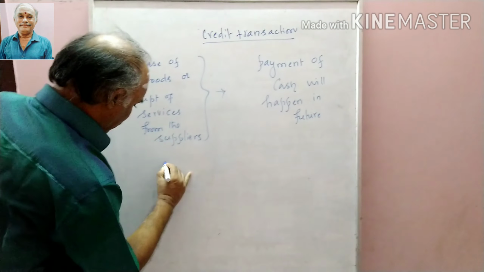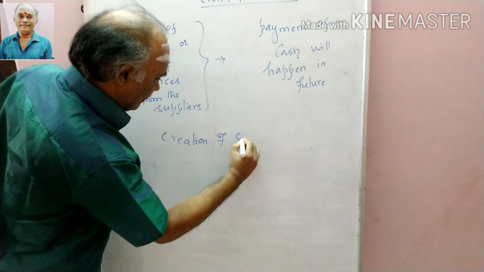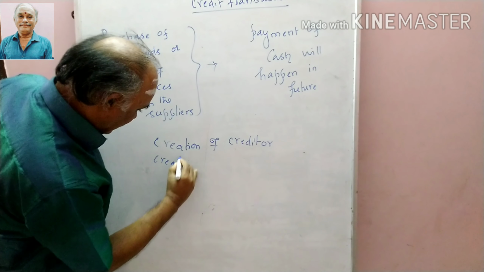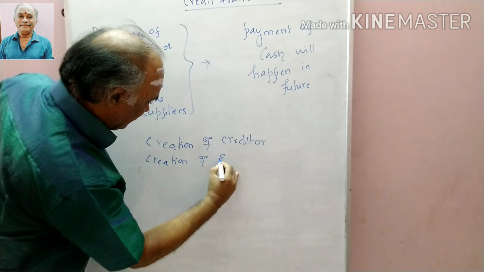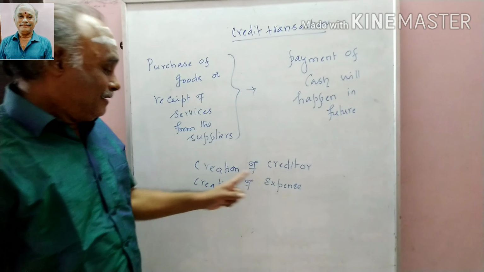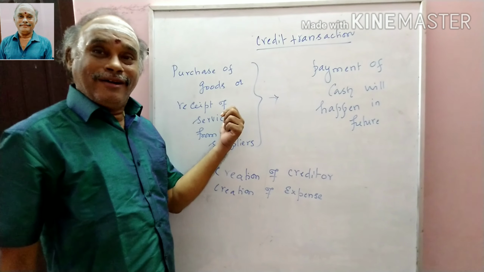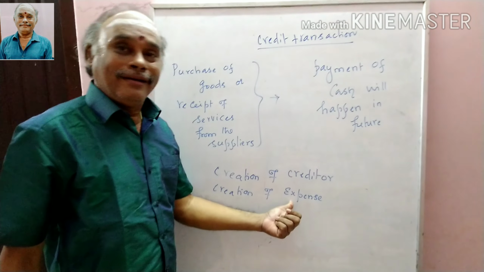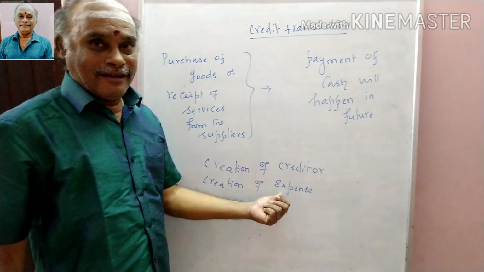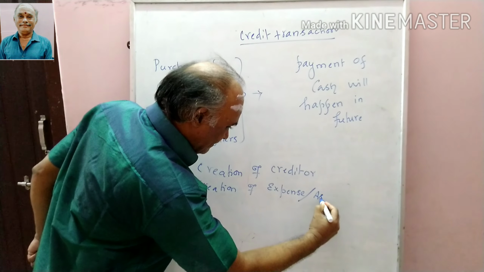And here creation of a creditor, credit, and creation of an expense, which is nothing but debit. We have to go back to the accounting rule, where a creditor is a person who is the giver. So here they are the givers, and on the other side, when we receive something, it may turn into an expense. That is where we say that it can be either creation of an expense or an asset.